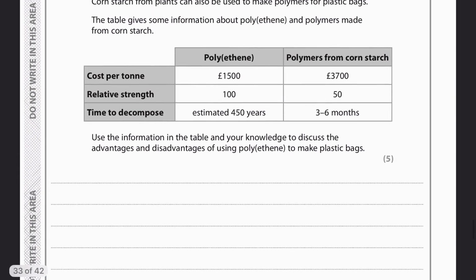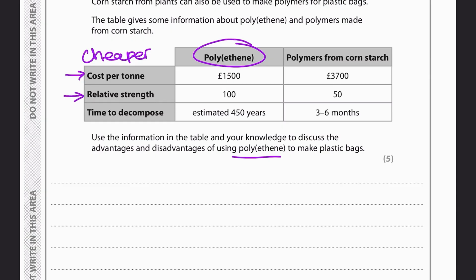So let's just look at each row of this table. What can we draw from the conclusion? From this row, what would you say about polyethylene? We're talking about polyethylene, so this guy here, right? So what makes polyethylene an advantage or disadvantage here? The cost is cheaper, right? So that's my first point. It is cheaper. The second row, well, you have to say cheaper than what, right? Cheaper than cornstarch.